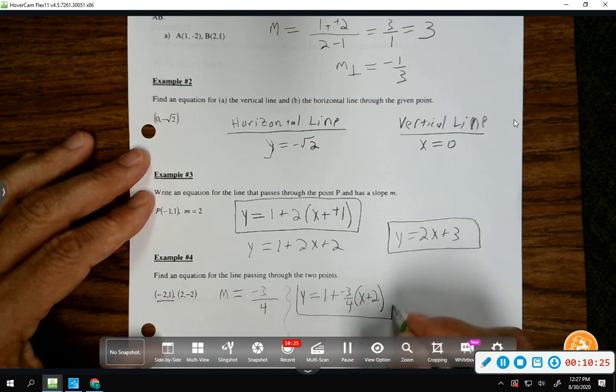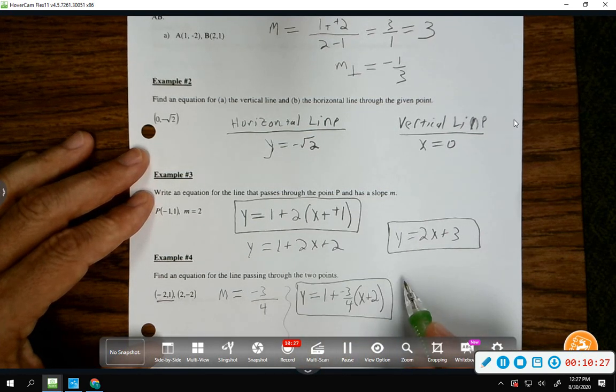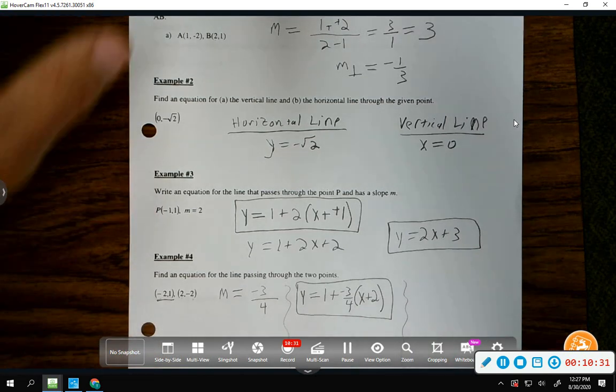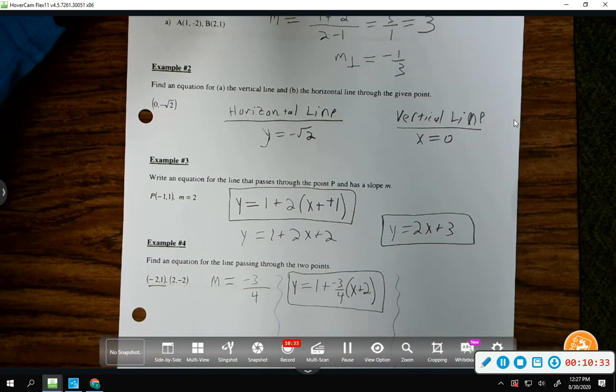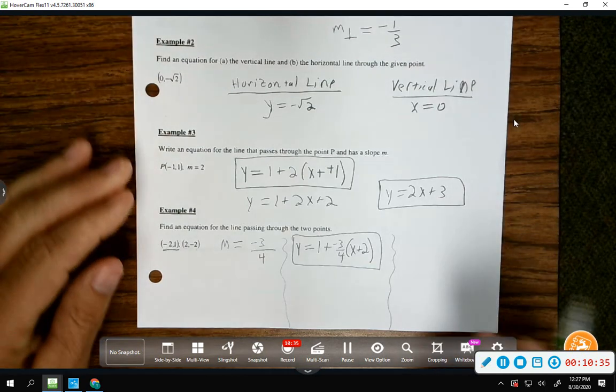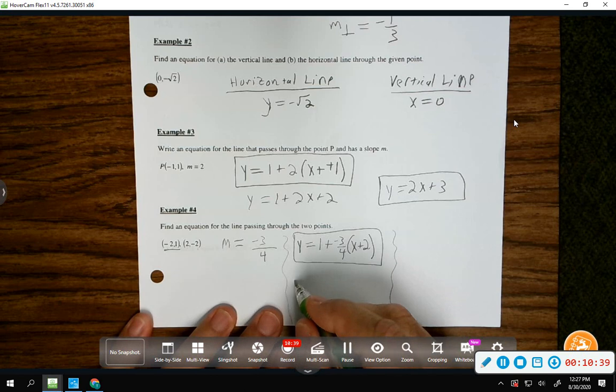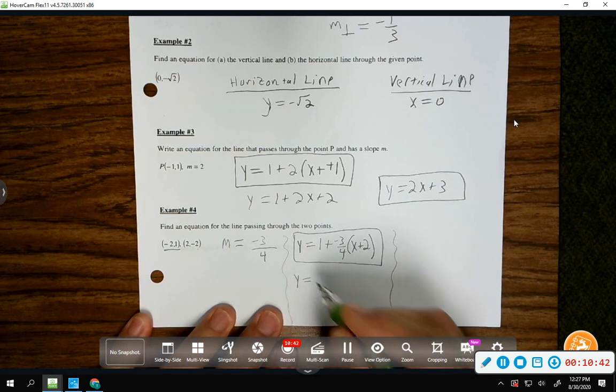If it's on the AP test and they ask for the equation of the line, which they will do frequently, we would leave it like this. However, we're going to practice converting this to slope-intercept. And again, I'd like to see you be able to do it in one step.